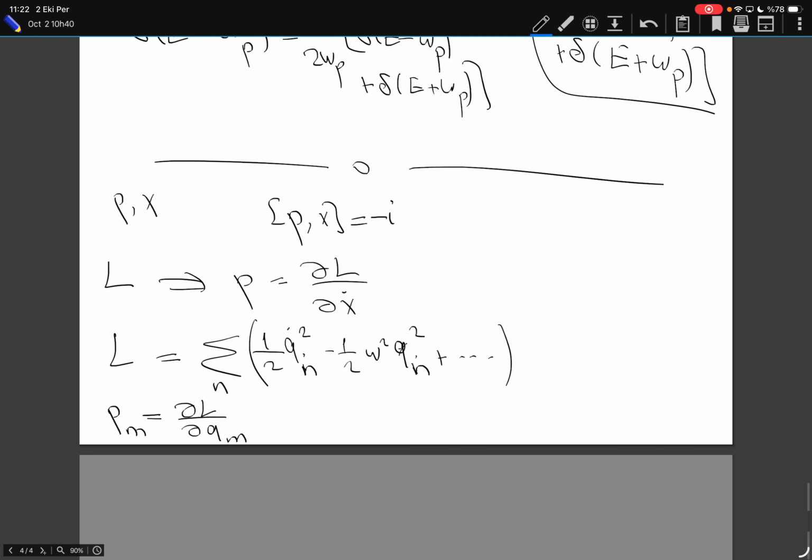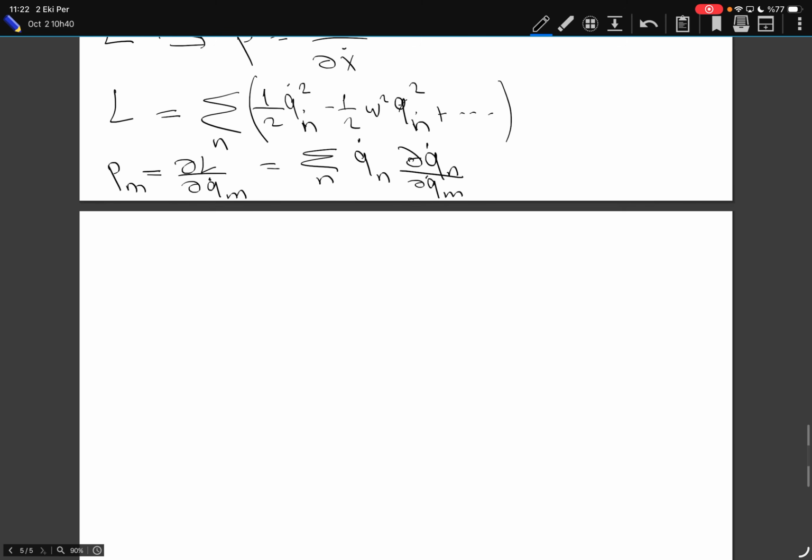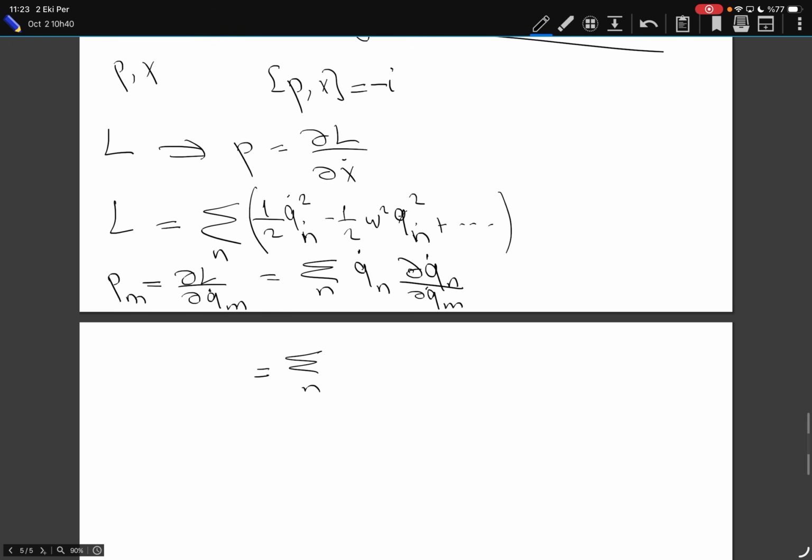Let me use m. Then what we did was, this is equal to the sum over n of qn dot times the derivative of qn dot with respect to qm dot. Other terms do not contain any derivatives. And then we said that derivative is actually the Kronecker delta mn. If m and n are equal, the derivative is 1; if they are not equal, it is 0. This is equal to qm dot. This is what we did in the discrete case.